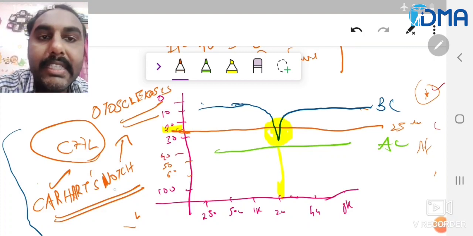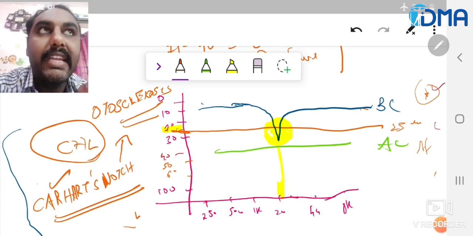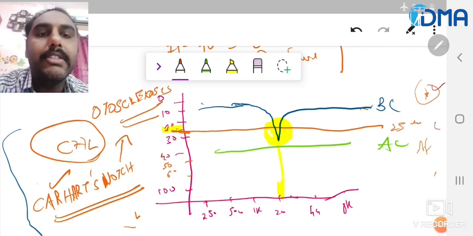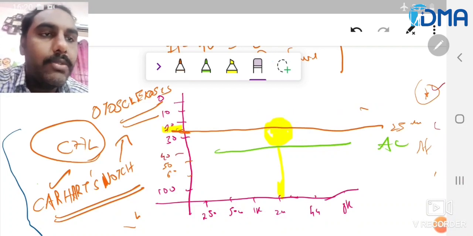And the Kerr-Hart's notch is a dip in bone conduction at 2000 Hertz. If there is a dip in bone conduction at 2000 Hertz, it is Kerr-Hart's notch. So Kerr-Hart's notch is usually seen in diagnosis of otosclerosis. Okay, so I am going on to the next one.